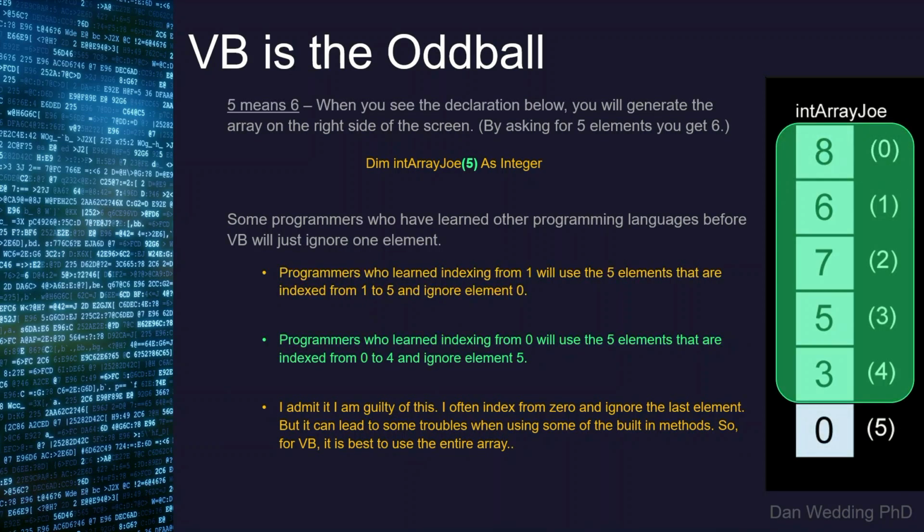Programmers who learned indexing from 0 will use 5 elements that are indexed from 0 to 4 and ignore element 5. I admit it, I am guilty of this. I often index from 0 and ignore the last element. But it can lead to some troubles when using some of the built-in methods. So for VB, it is best to use the entire array.